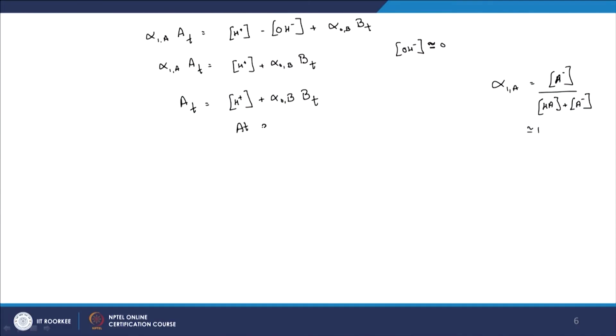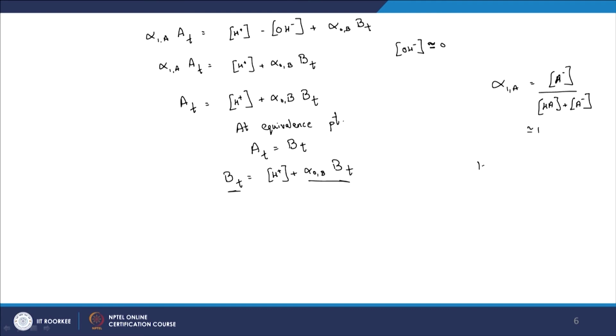At the equivalence point, what do we know? We know that the amount of acid added would be equal to the total amount of the base present in the solution. So now we are going to use that to simplify our equation. At the equivalence point, you know that A total is going to be equal to B total. So now I am going to have B total is equal to the concentration of H plus, plus alpha naught of B into B total. And again, taking this term out onto the left hand side, what will I have here?